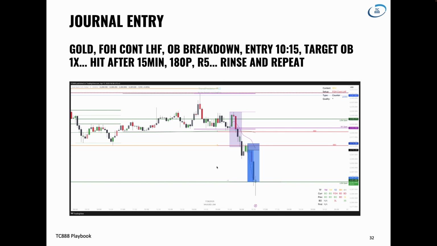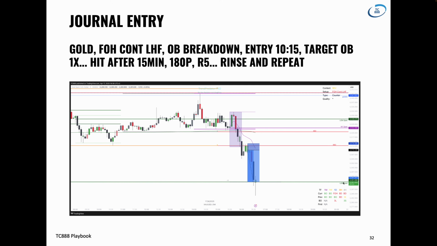And finally, you look at a journal entry. I just do a screenshot of the setup. I also post this in the community then. And here you see: gold fake out high continuation, low hanging fruit. It was a fake out high on the day, low hanging fruit, because it was a continuation trade down from the 8-hour entry 10.15 here, target open box 1x expansion. Here you see the open box 1x expansion is down here. That was exactly my target that was hit with the 30-minute rotation.